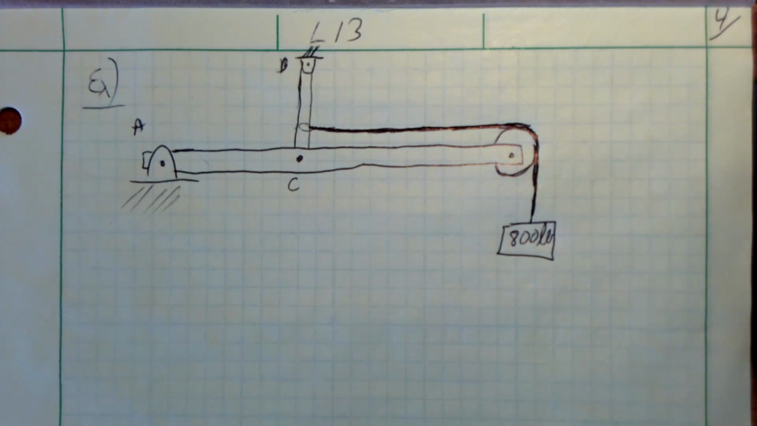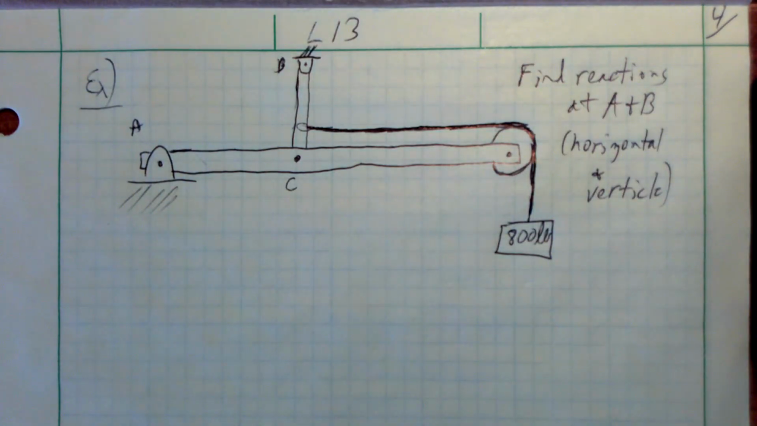And what we want to know, this one's pretty straightforward. It just says find the reactions at A and B. So it's going to want to know horizontal and vertical. At this point, not very often are we going to worry too much about the magnitude and direction on forces like that. We want to know what are the horizontal and vertical components. That's going to be what's helpful at this point. All right, so how do we do that?